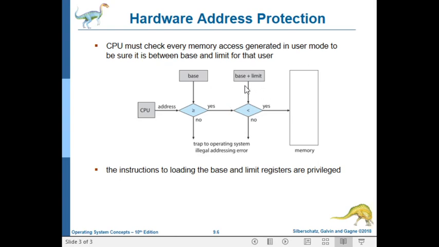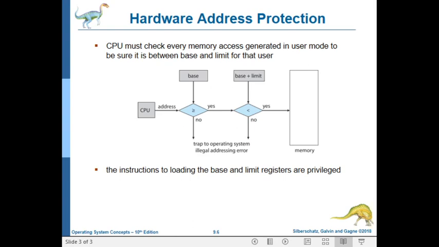If yes, it will make the next comparison. Is the address generated in user mode less than base plus limit register? If yes, it allows the user program to access the memory. If no, meaning the address is more than base plus limit, it will treat it as a fatal error.